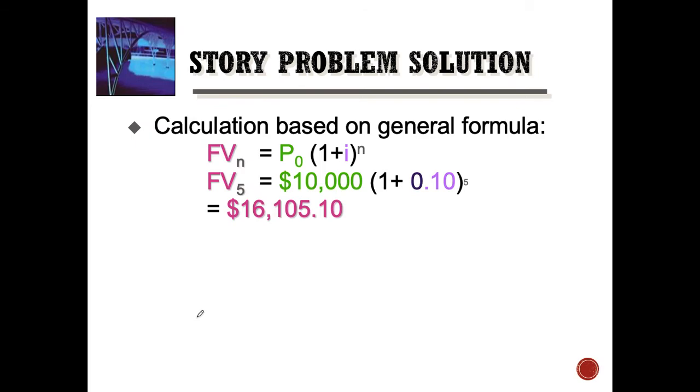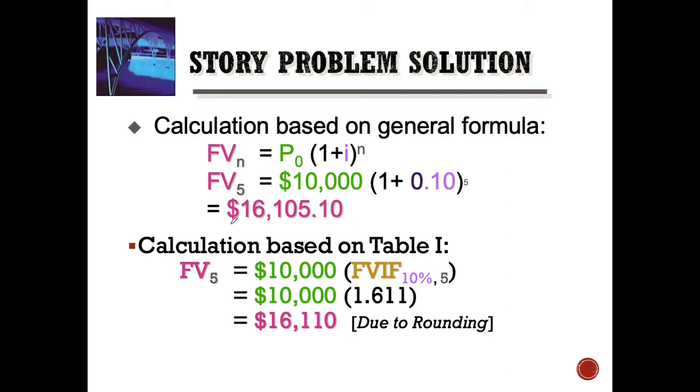So the calculation based on the general formula: future value N equals P0 times (1 plus i) to the power of N. So future value 5 is $10,000 multiplied by (1 plus 0.10) to the power of 5. So the result is $16,105.10.